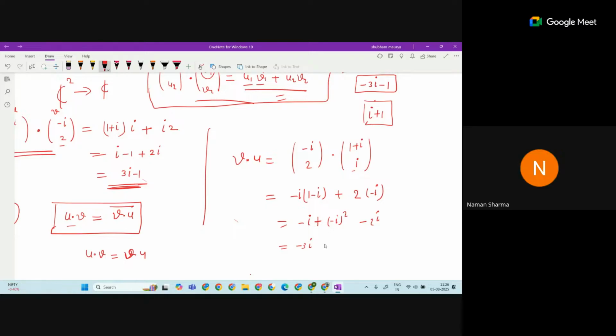Sorry, this is just i square. Sorry, minus minus plus and the i square. So i square is nothing but already minus 1. So finally, i square is going to be this one. See, so many of you have found this also.